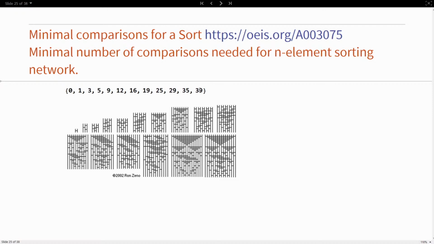So for 2, 3, 4, 5, 6, 7, 8, 9, 10, 11 items, the minimal number of comparisons you need to do to make sure you always get an ordered set at the bottom, you need 39 checks at the end. And these are diagrams of the possible checks you can do for these perfect sorting networks. What the next one is, is unknown.